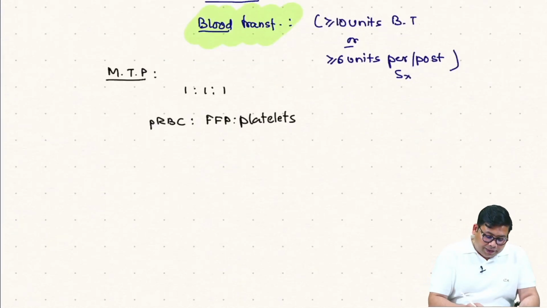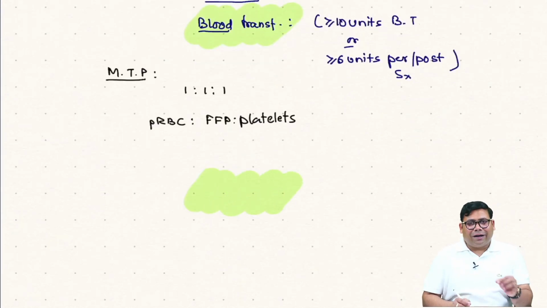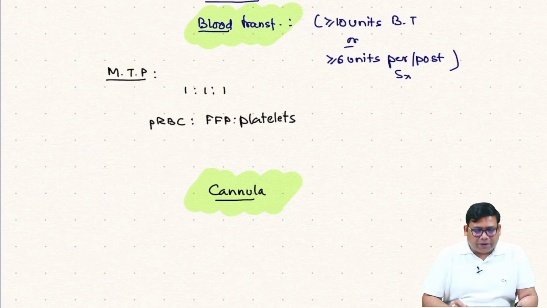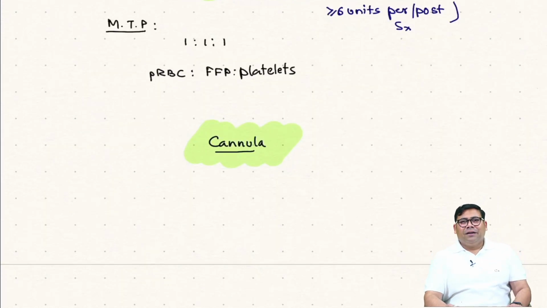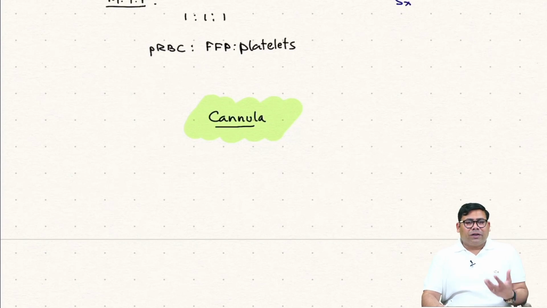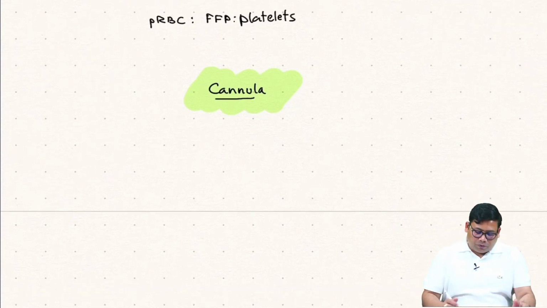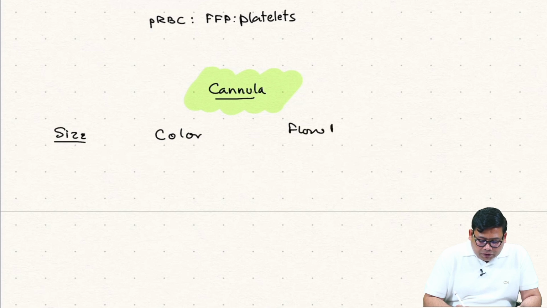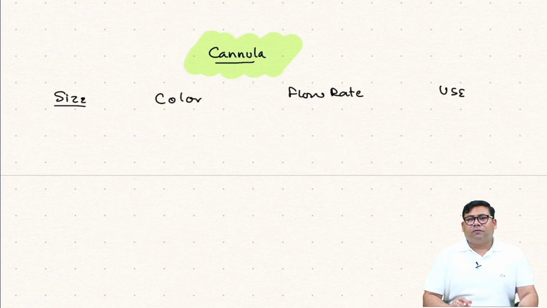The last but not least, you have to start the fluid. Before that, you have to insert a cannula, and there is a lot of confusion in cannulas. During residency, we feel like taking a small cannula and inserting it, it's easy. But remember students, you should know whether it is serving your purpose or not. On one side, we write the size of the cannula, the color of the cannula, the flow rate of the cannula. Exact cannula size is very, very important. And on one side, we write the use of the cannula.